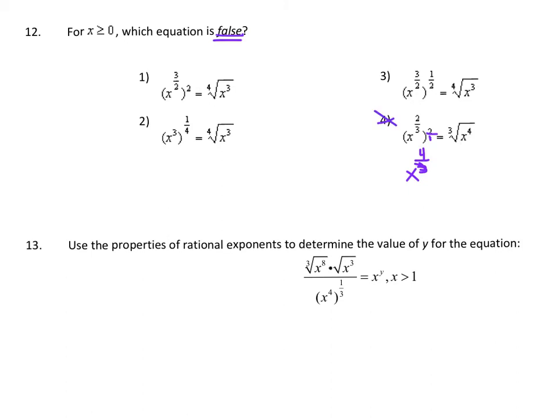All right, let's take a look at the one above it. So again, we have a power being raised to another power. So we multiply the exponent, so that would give us 3/4. So we could rewrite this as x to the 3/4 power.